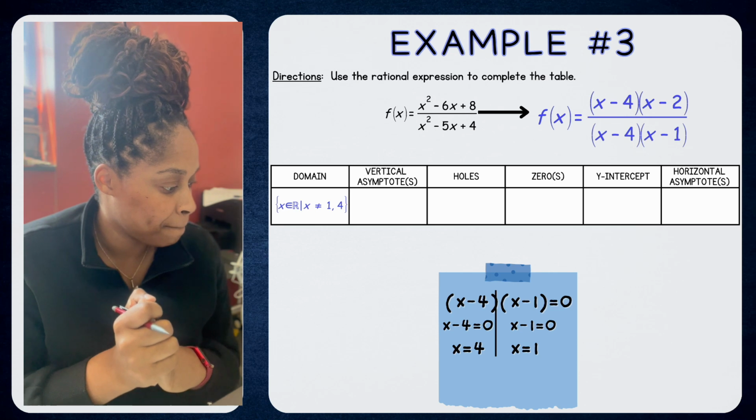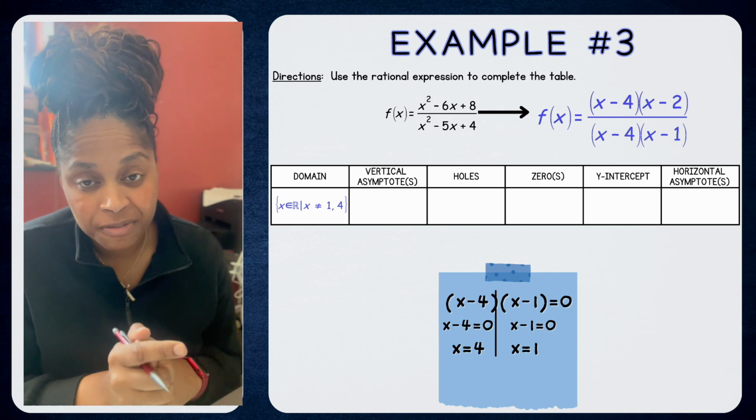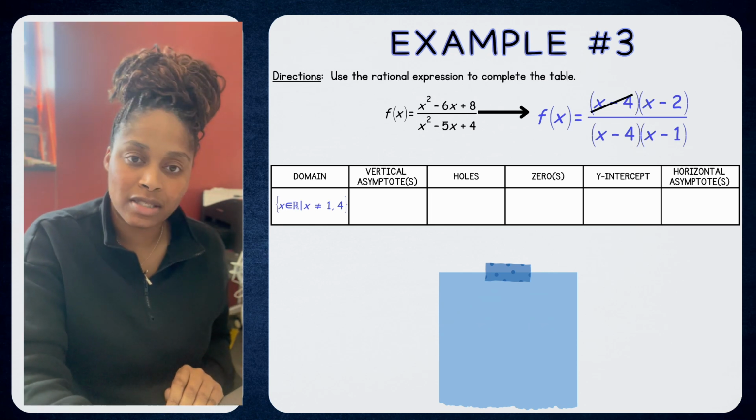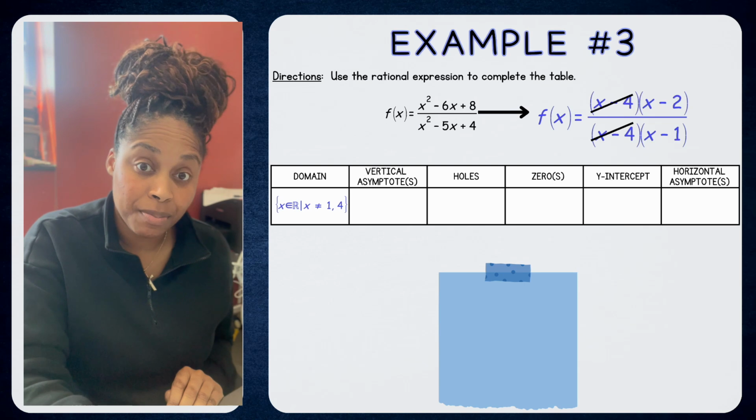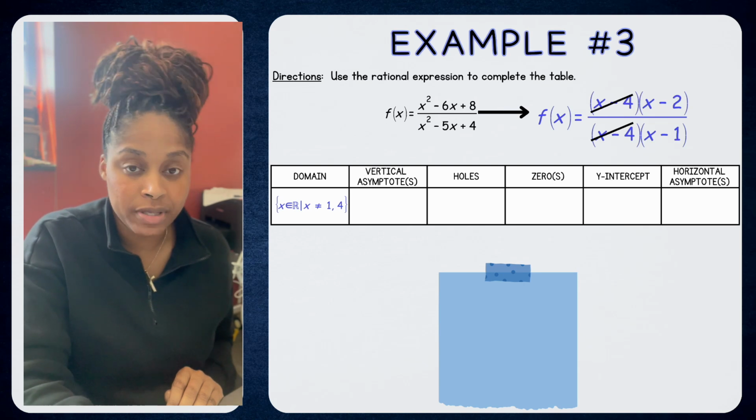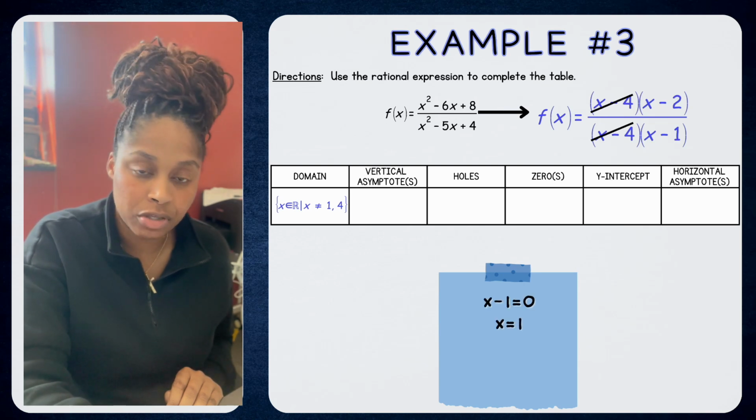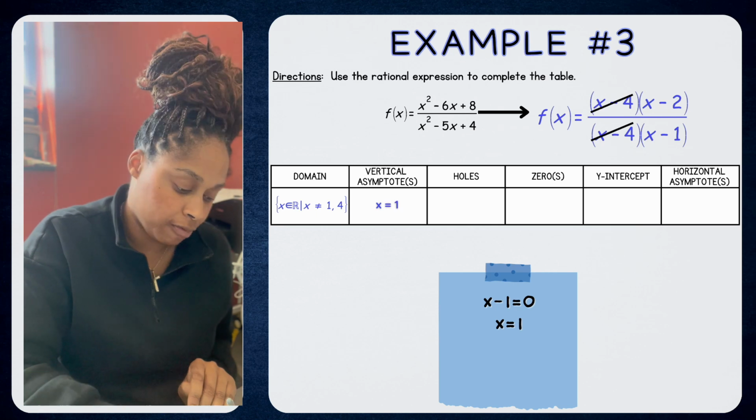That's going to be the set of all real numbers such that x cannot equal -1 and 4. Vertical asymptotes, we do need to simplify first. So we can cross out that x minus 4. Now looking at the bottom of the fraction, the only thing that's left over is x plus 1, which means we're going to have a vertical asymptote at x equals -1.